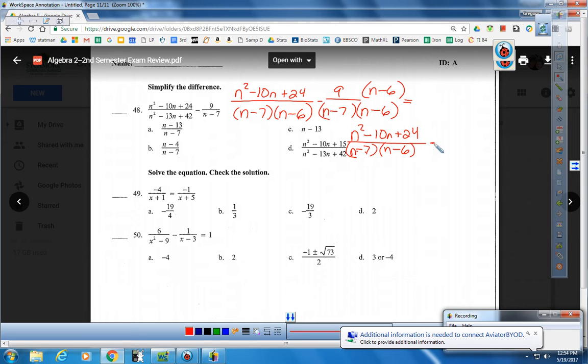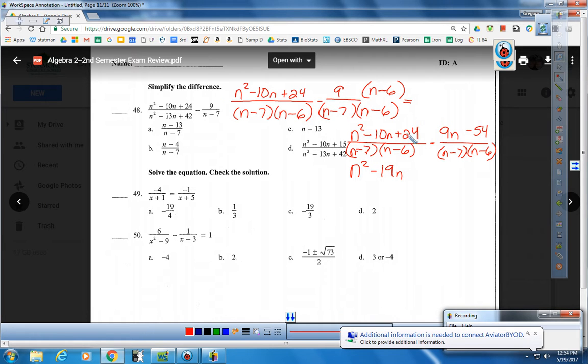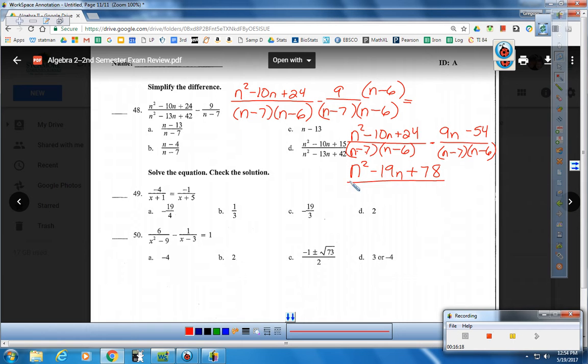And I'm going to subtract 9n minus 54. And it's the same denominator, n minus 7, n minus 6. Okay, so we have n squared, negative 10n minus 9n is a negative 19n, positive 24 minus a negative 54. That's a positive, what's that, 78? And that's all over n minus 7 times n minus 6.